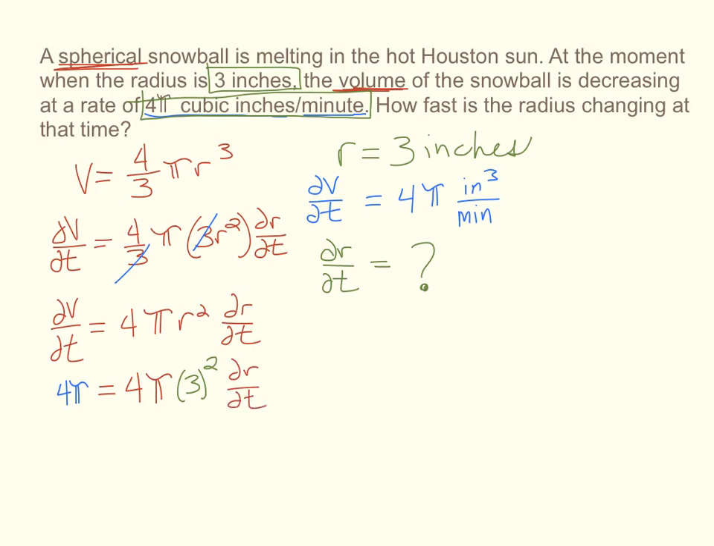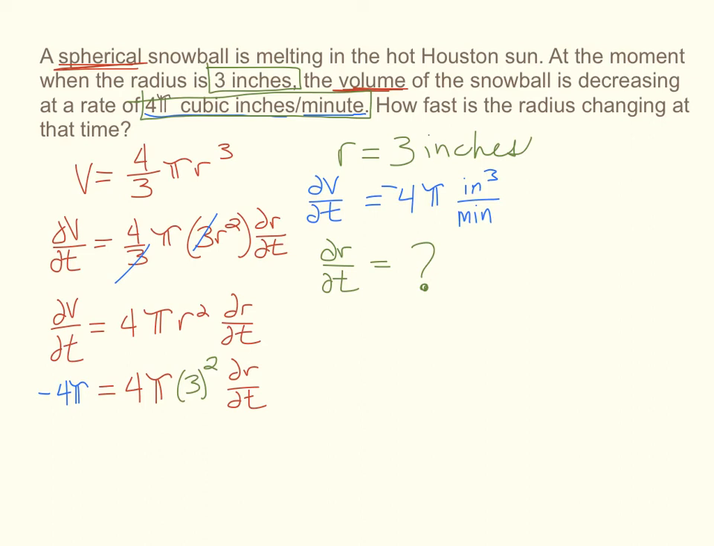And before we get any further, I need to correct something. And that is the idea with this volume of the snowball is decreasing at a rate of 4 pi cubic inches per minute. Since the volume is decreasing, we need to call this rate negative 4 pi cubic inches per minute. So when we substitute that in, this will also be negative 4 pi.